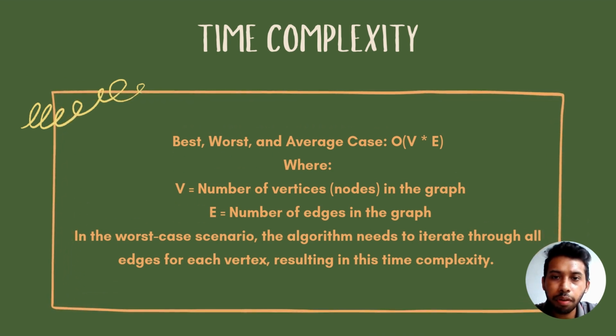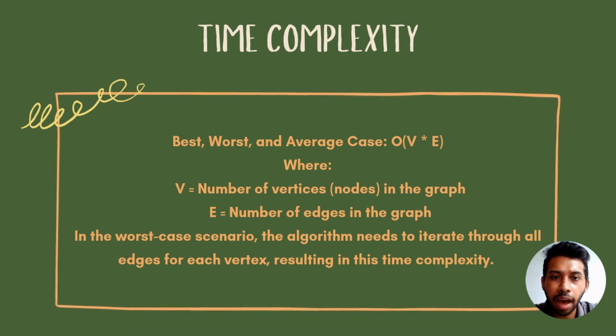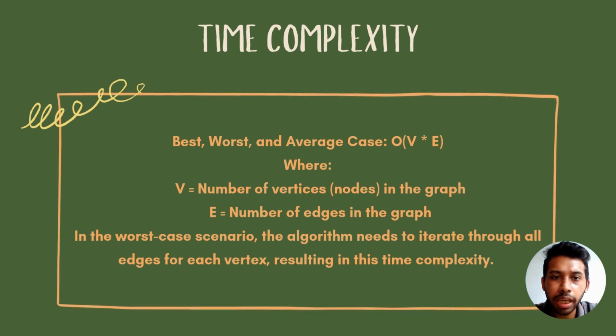Now let's talk about the time complexity of the Bellman-Ford algorithm. The time complexity for Bellman-Ford in the best, worst and average case is O(V × E), where V is the number of vertices or nodes in the graph, and E is the number of edges in the graph.